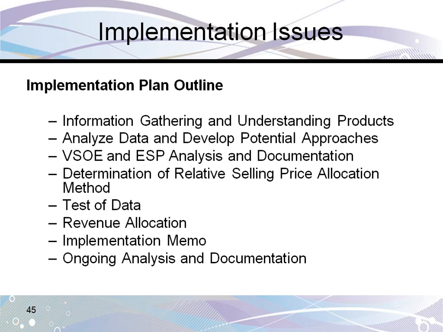Then you need to allocate that to each of the elements using an ERP system or some sort of revenue tool. You're going to have to test that. You're going to have to write a memo that says what you did and perform an ongoing analysis and document your methodologies as you go forward and as your VSOE and as your ESP changes with time.